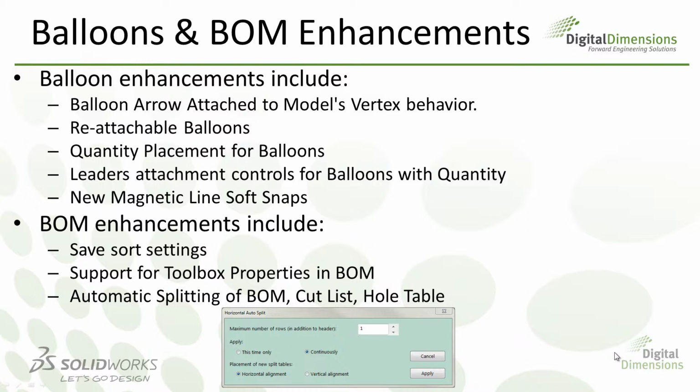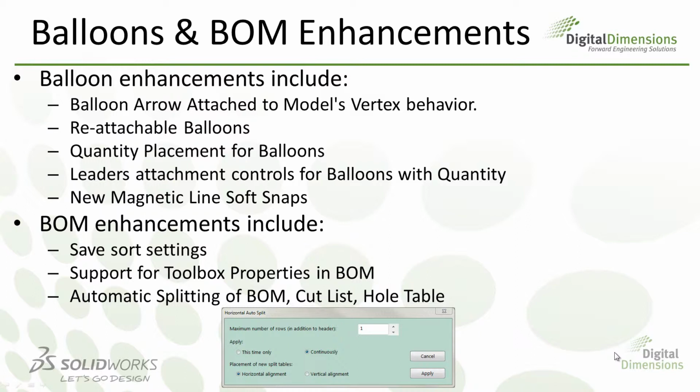For bill of material enhancements, they include the ability to save your sorting settings. This will be handy for reusing the same sort setting in the future on other drawings or what have you, as we can actually save this sort setting into your bill of material template. The next enhancement here for bill of materials includes support for toolbox components, specifically toolbox properties that we can now show in the bill of materials.